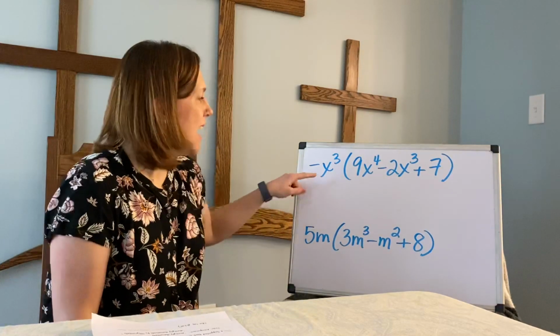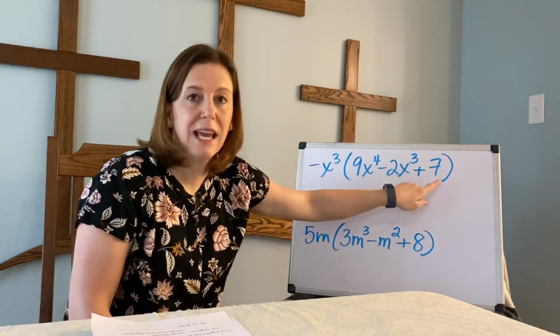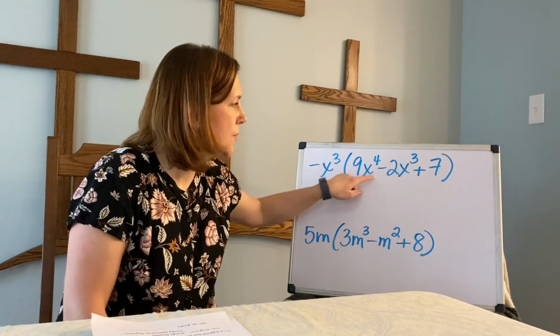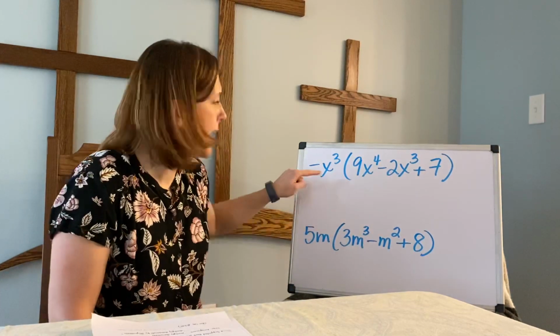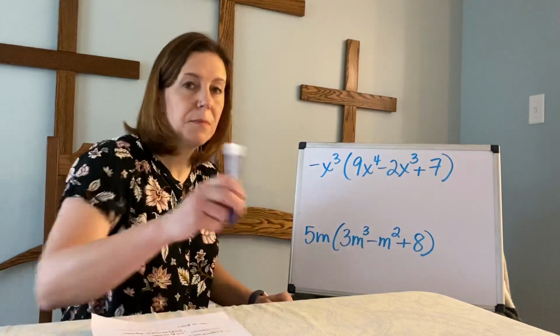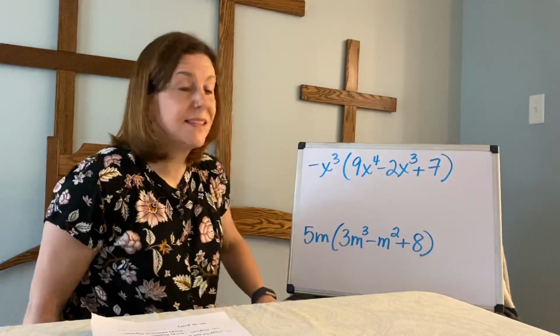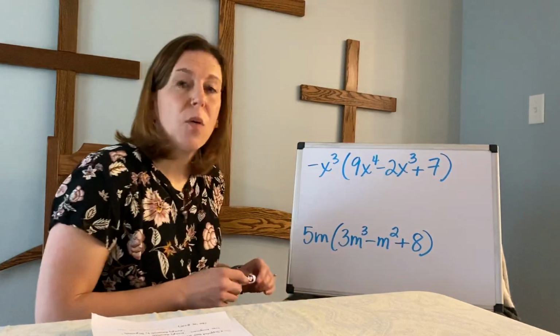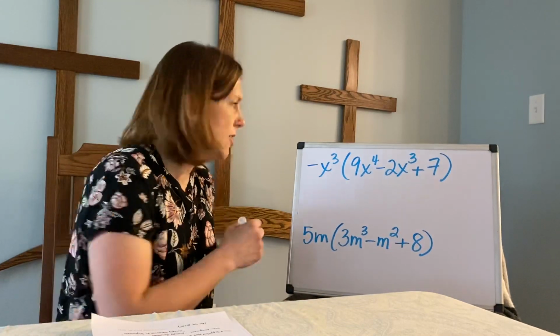Now in this case, I would call this a trinomial because it has 3 terms. So I'm multiplying a monomial by a trinomial in this problem. Okay, the same rules apply, the same process. However, we're going to use the distributive property here.